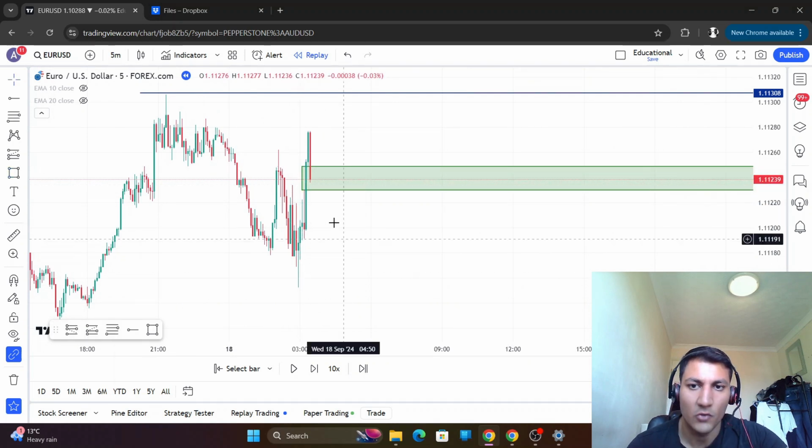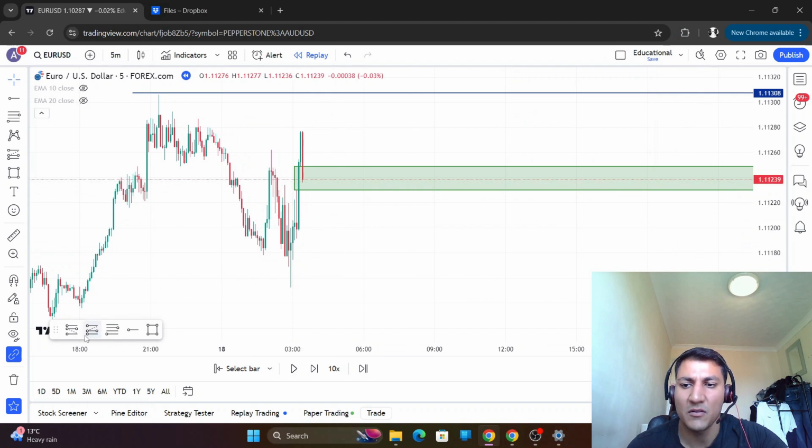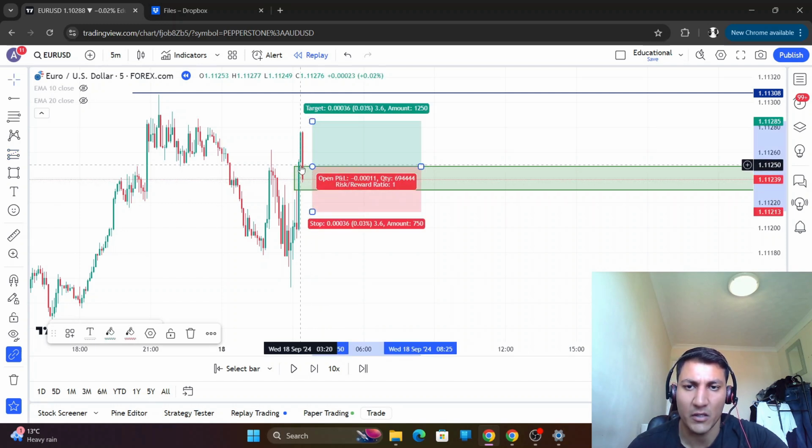This is your entry. So where should you enter on the fair value gap? I would say always enter at the high when you're bullish, unless it's a massive candle. If it's a massive candle, then take the midpoint, because you'll often get the midpoint. But we're going to assume that we go on the highest point here.